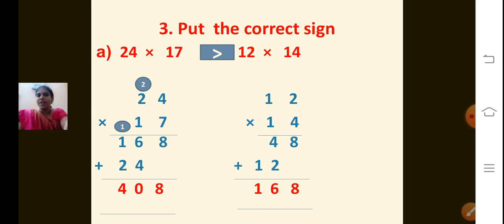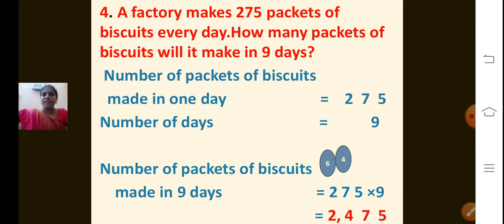After that, add together, 408. Now take the second number, 12 into 14. So 12 into 4, write out the answer. Then 12 into 1, add all together, 168. So now which is greater, 408 or 168? 408.